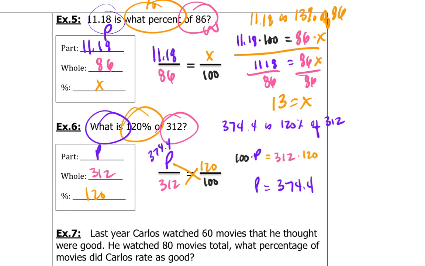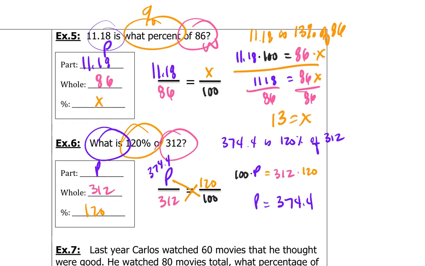You should have come out with the answer for these two. The first one, example 5, should have been 11.18 is 13% of 86, right? And then you should have come up with the second one that 374.4 is 120% of 312.